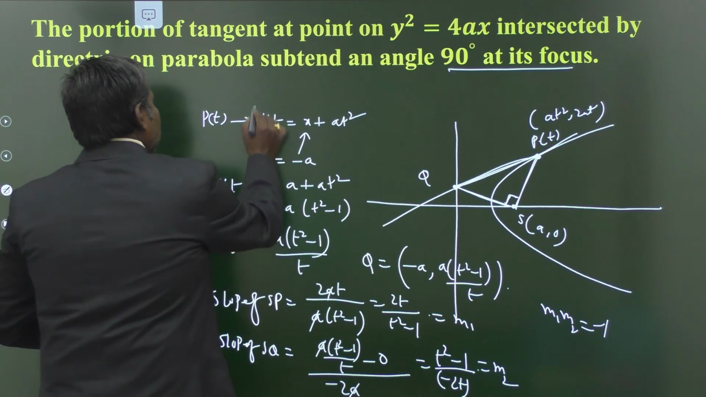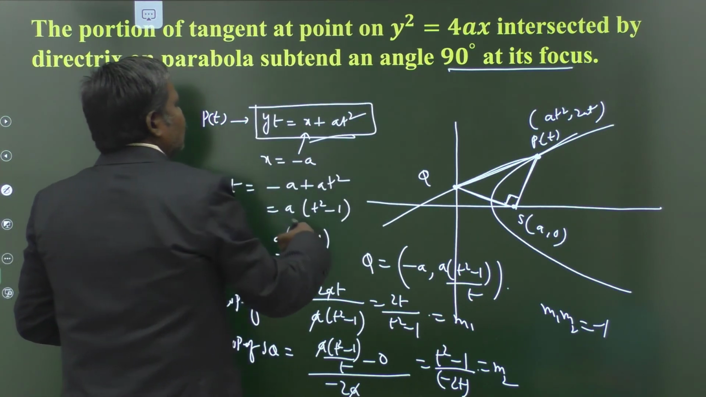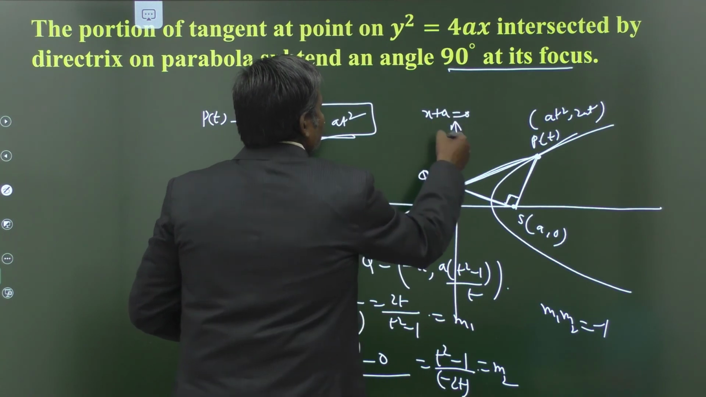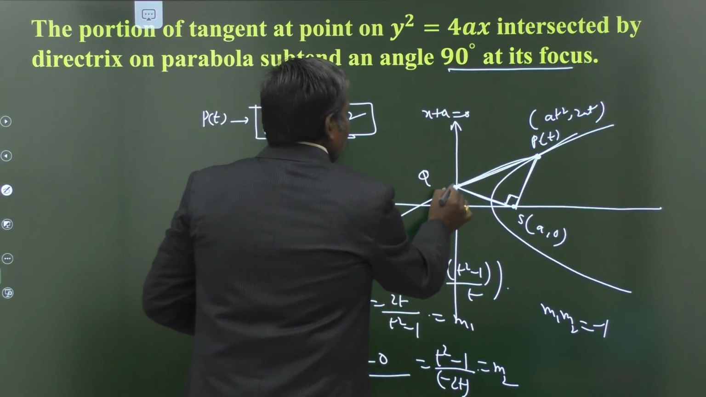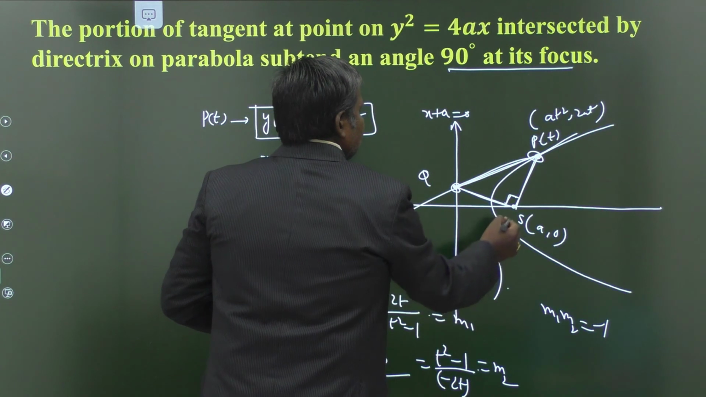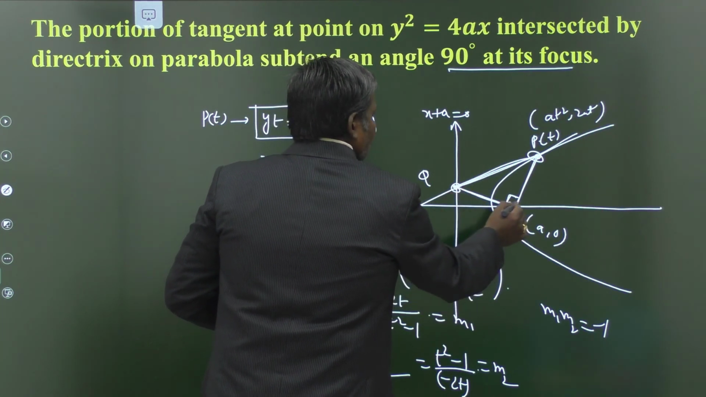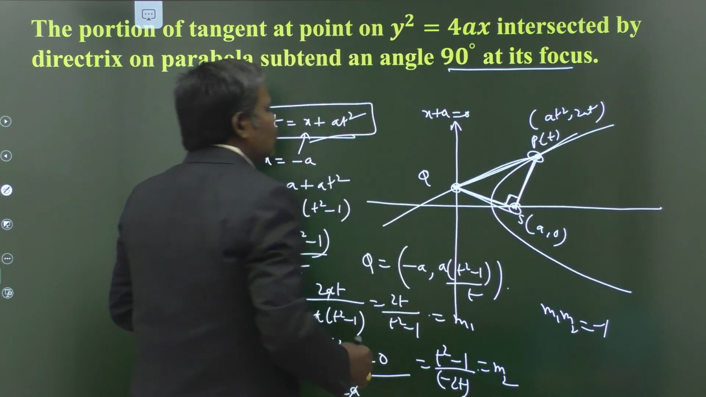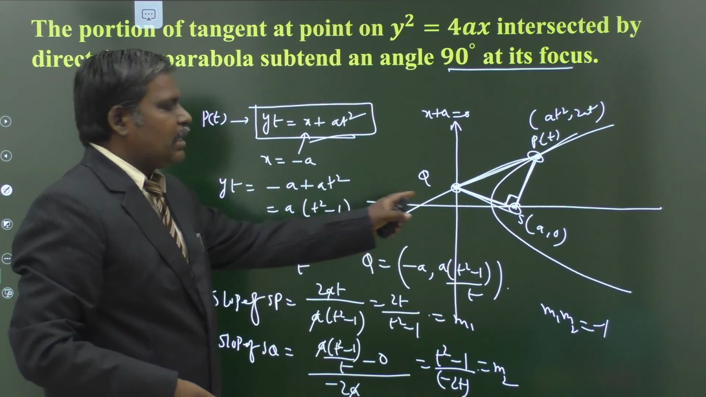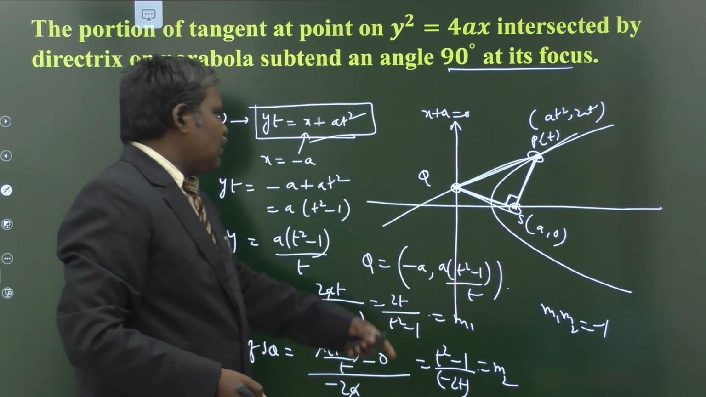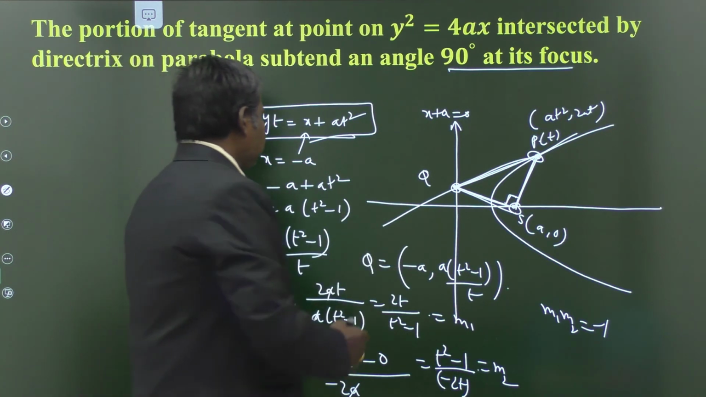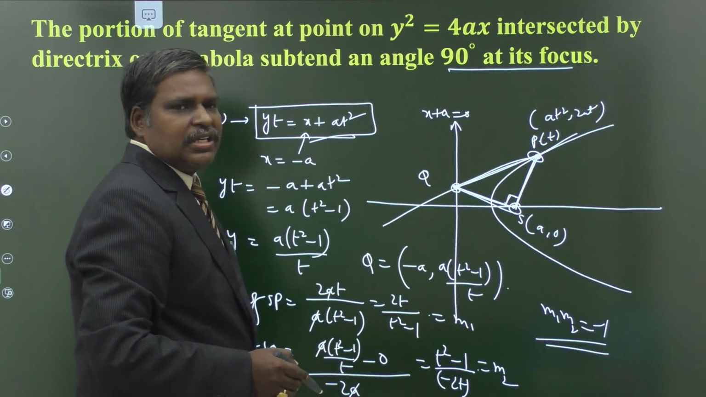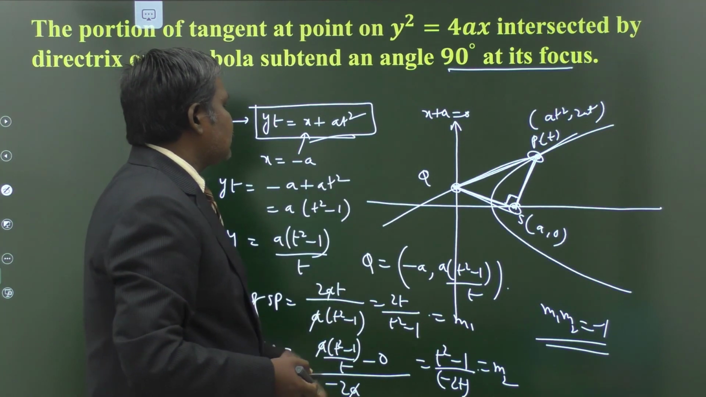So write the equation of the tangent at that point and solve with the directrix. What is the equation of the directrix, my dears? x plus a equal to 0. You get the coordinates of Q. Already you know the coordinates of P, and already you know the coordinates of S. Find the slope of SQ and again find the slope of SP. You have to show that their product is minus 1. Then your job is over. So what we obtained, my dears, is m1 m2 equals minus 1. So the angle is 90 degrees.